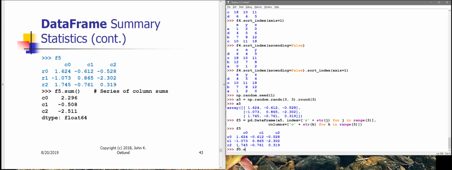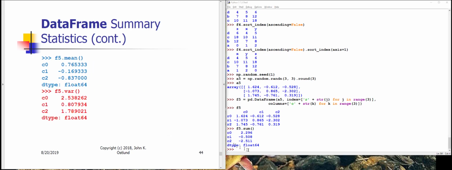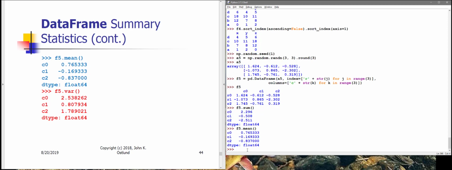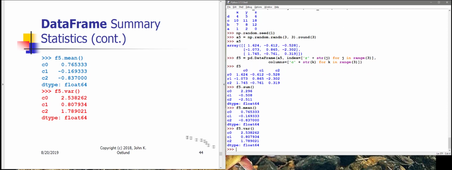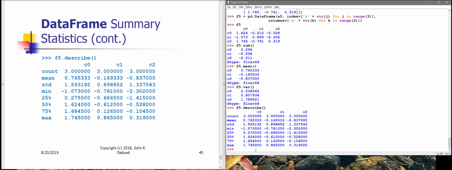If I ask for F5.sum(), that's going to give me the sums of all the columns as a series. F5.mean() will give me the means of all the columns as a series. F5.var() for the variances. And if I say F5.describe(), I get a collection of descriptive statistics: count, mean, standard deviation, minimum, maximum, and then the quartiles, 25, 50, and 75%.